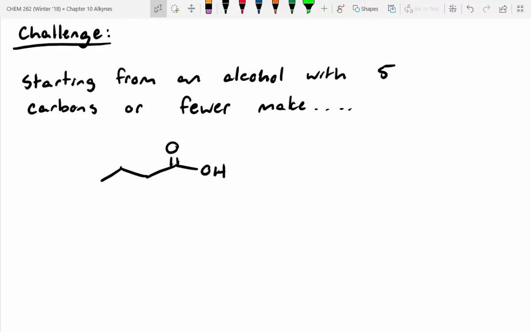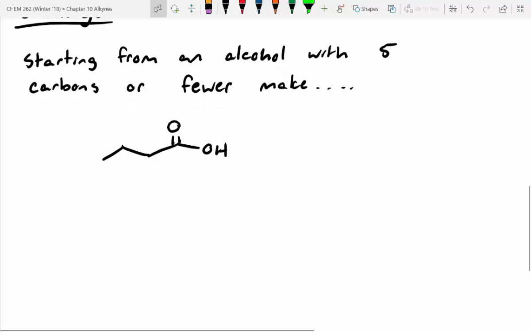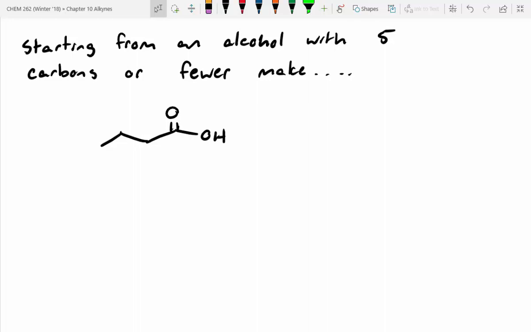What do you want us to do, Ben? I'm guessing there's a different reaction that's much easier. Yeah, you can get there in one step using a reaction we'll learn later, we just haven't learned it yet. I think in chapter 13 we'll learn how to make this in one step from an alcohol, but for right now we've got to do the long way.